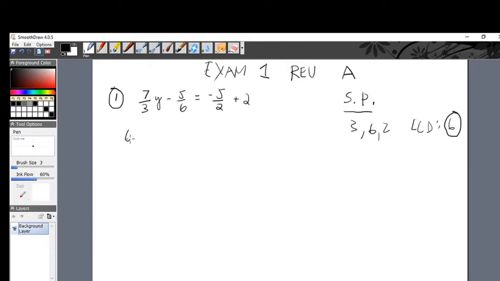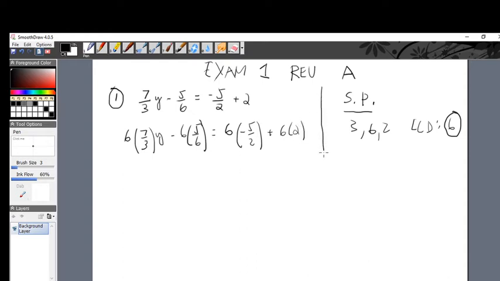So I'll do a separate line for that. 6 times 7/3 y minus 6 times 5/6, and 6 times -5/2 and plus 6 times 2. I didn't do a separate line when we did it on the video, but that's okay. On the video I put the 6 on the right, now I'm putting the 6 on the left. It doesn't really matter. But as soon as I find the LCD, I have to multiply all of the members by the LCD, which is 6.